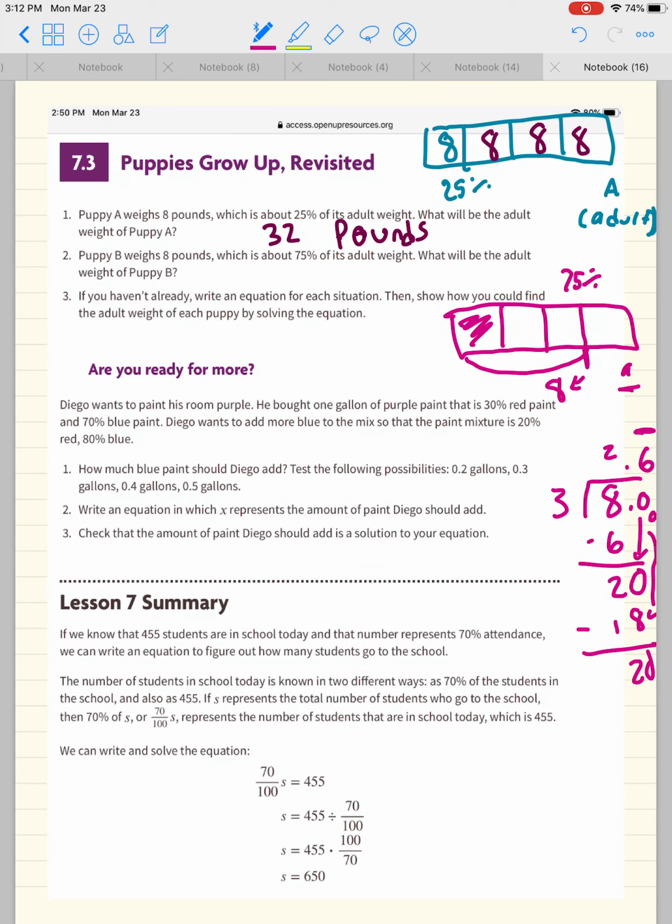Okay, and it's repeating. So, if puppy B is about 2.66, or we can round it to 2.67 pounds, 25% is about 2.67 pounds, we can figure out that 8 plus 2.67 pounds is 10.67 pounds. Okay, that's just about an estimate.